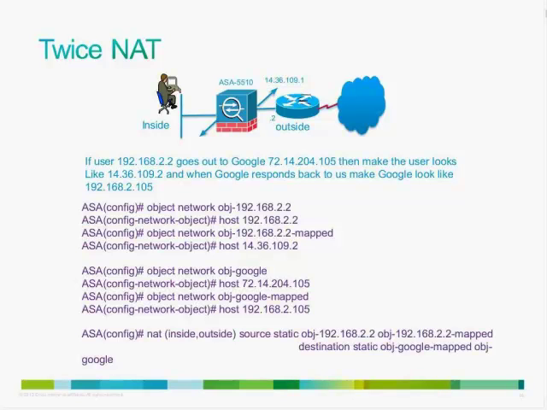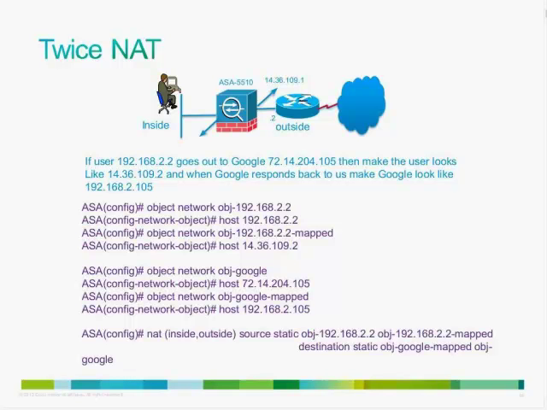So let's say I'm a user sitting on the inside, and I want to load Google, but I don't want to load Google using Google's real address. When I ping Google, I get a name resolution with an IP address 72.14.204.105. If I want to load Google using my own subnet IP address scheme, how do I map Google's address to look like it belongs in my own network? So let's see how to do that.